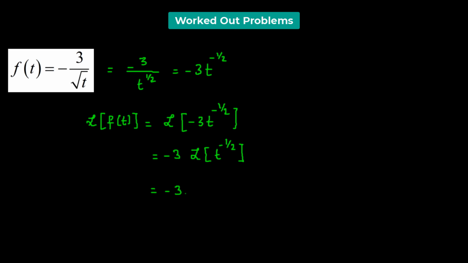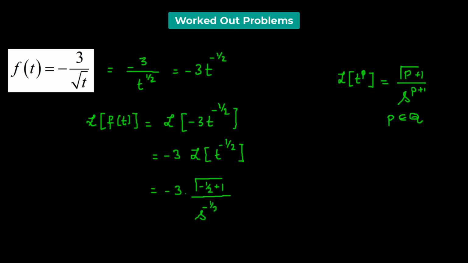So -half is a rational number. So we use t raised to the power of p. The Laplace transform of this function, where p is a rational number, is given by gamma of p plus 1 divided by s raised to the power of p plus 1. So that will be gamma of -half plus 1 divided by s raised to the power of -half plus 1. So we get -3 times gamma of -half plus 1, which is +half, divided by s raised to the power of half.